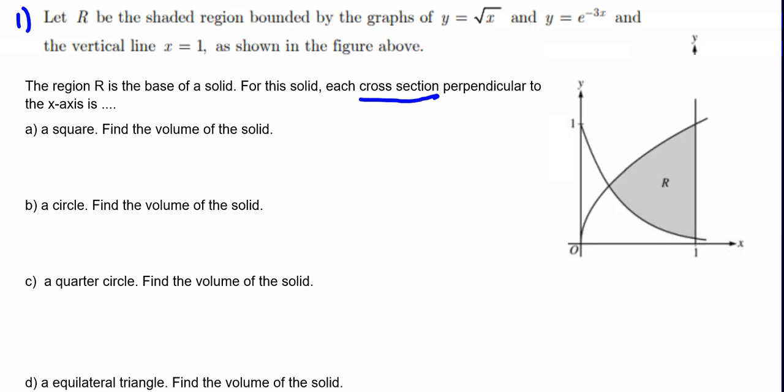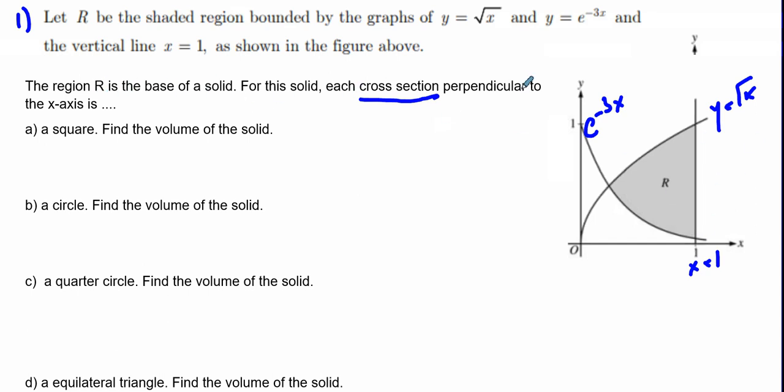First off, we're given a region R, which is bounded by the graph of the square root of x. So here's y equals the square root of x, and we have good old e to the negative 3x power right there. And we have a vertical line here at x equaling 1. Now we want to figure out, using the region R as the base of the solid, so this is our base.